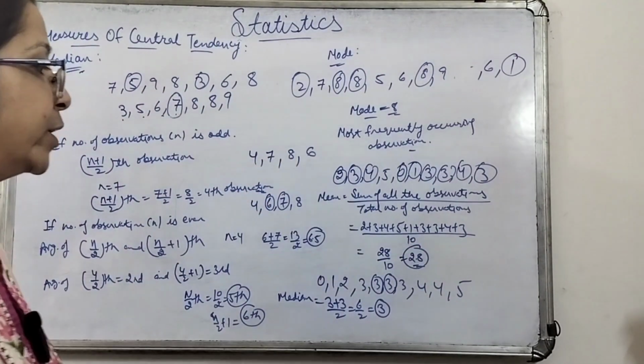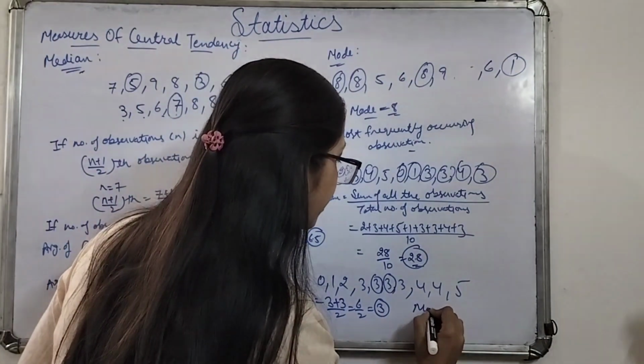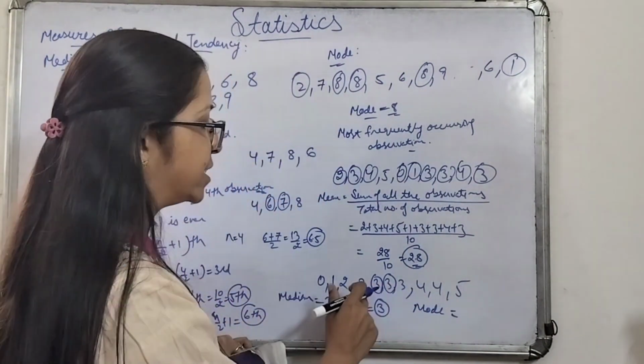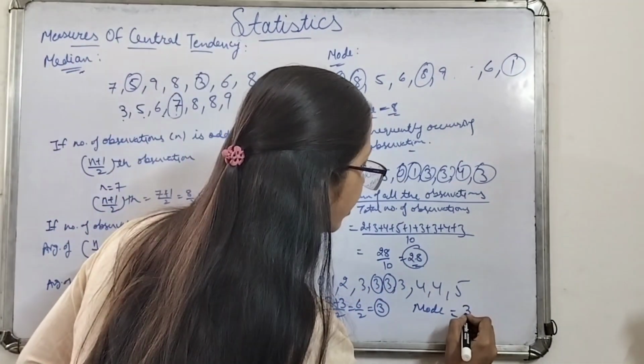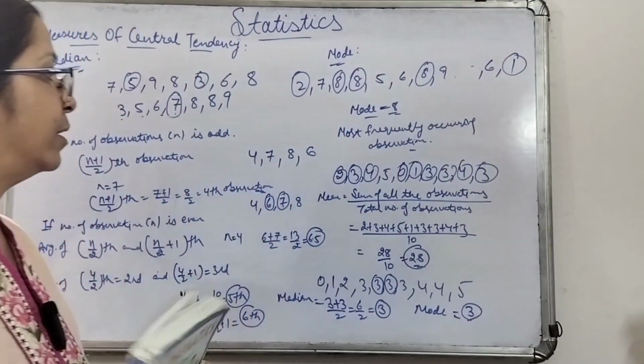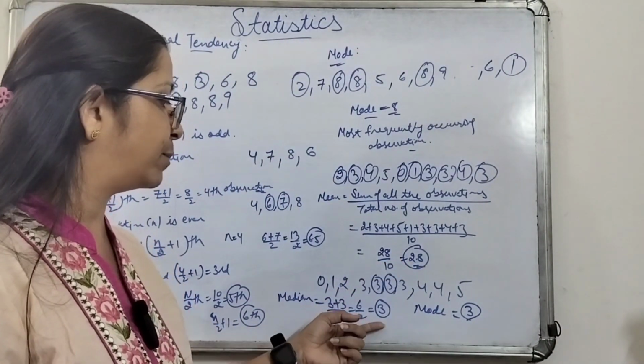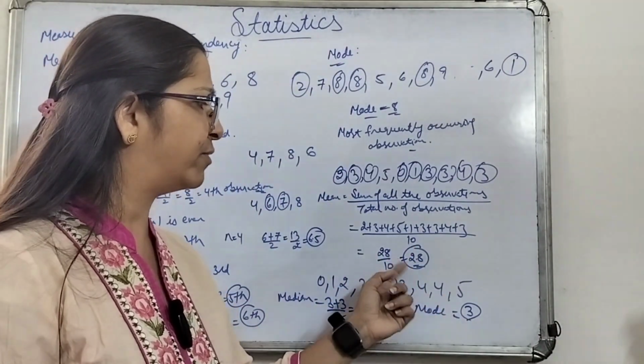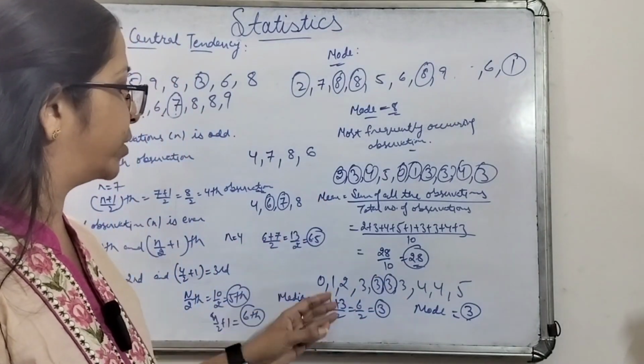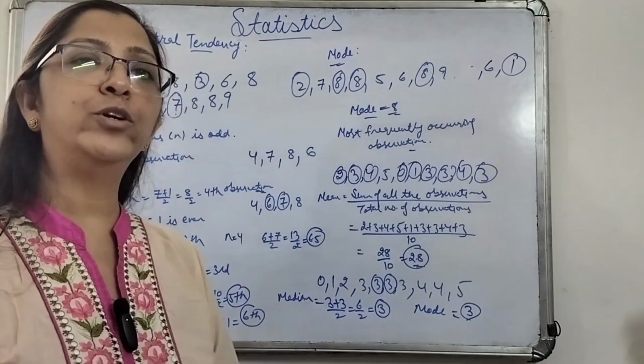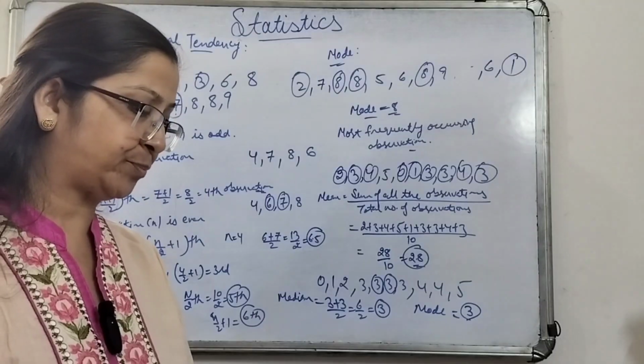Now mode. Mode is the most frequently occurring observation. We can see over here 3 is coming 4 times. So the mode will also be 3. So the mean is 2.8, median is 3, mode is 3. All are very close to each other. So this is how we can find the mean, median and mode for any given observations.